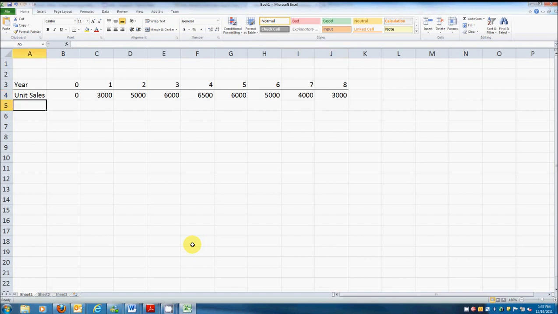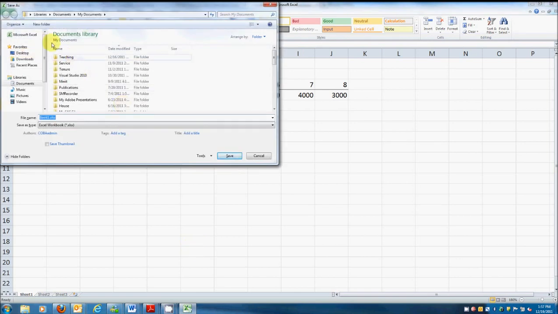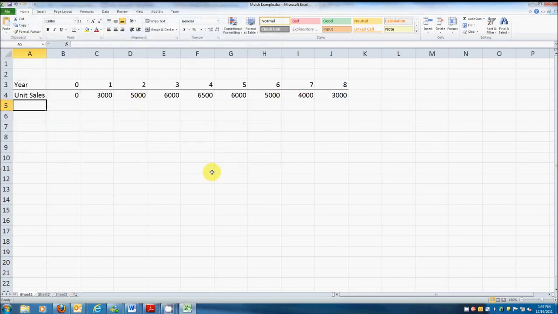Very good so far. Now I'm going to go ahead and save this, and save it here under Spring 2012 Dalian, and we'll call this a mulch example. You always want to save your work, save it early and save often. That way if something bad happens, you'll be able to do something about it later.